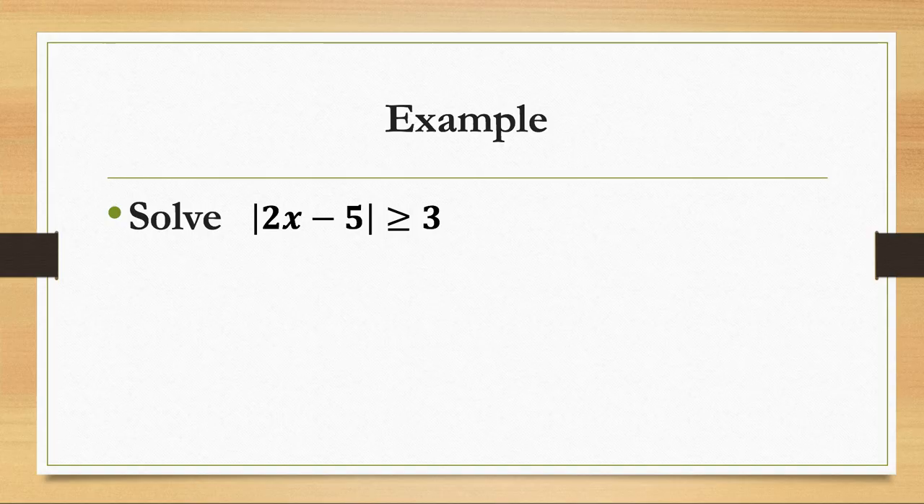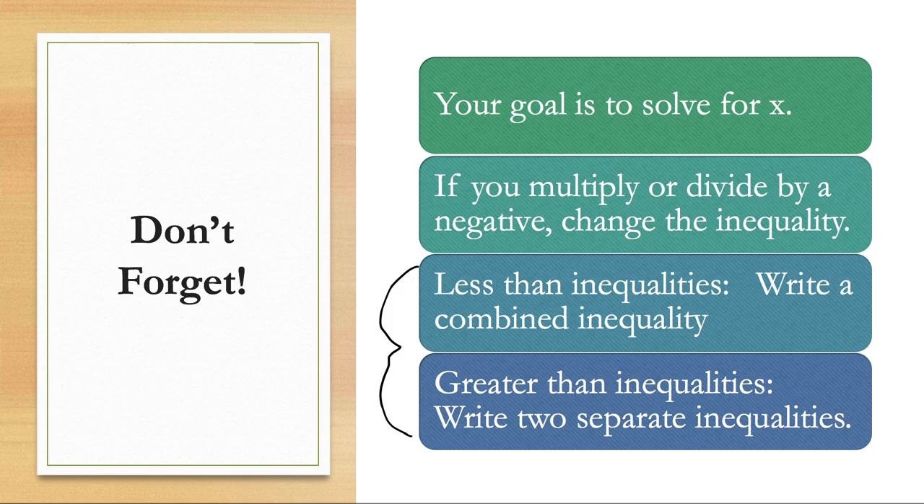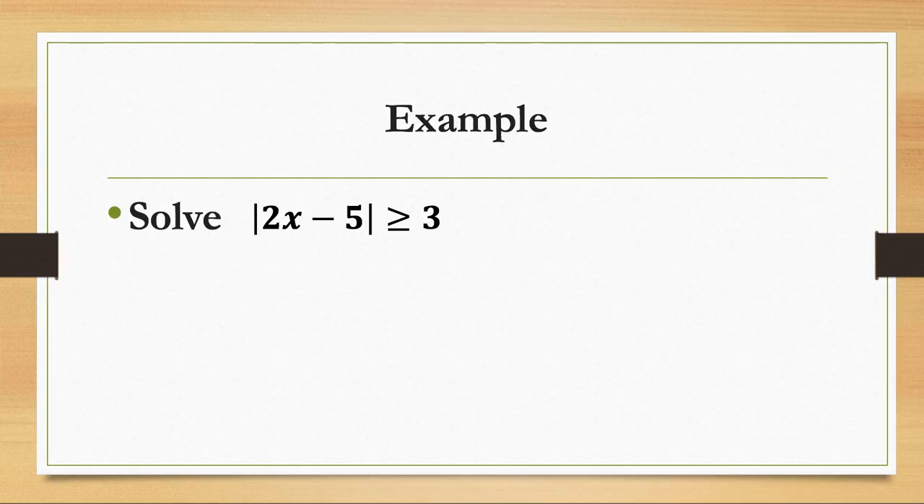So let's begin with an example. We have the absolute value of 2x minus 5 is greater than or equal to 3. And so as you recall, for a greater than inequality, our goal is to write two separate inequalities. So what we're going to do is write an inequality that looks almost identical to the original problem, except it doesn't have the absolute value. So I'm not going to make any changes to the first inequality, except that I'm going to take the absolute values off.